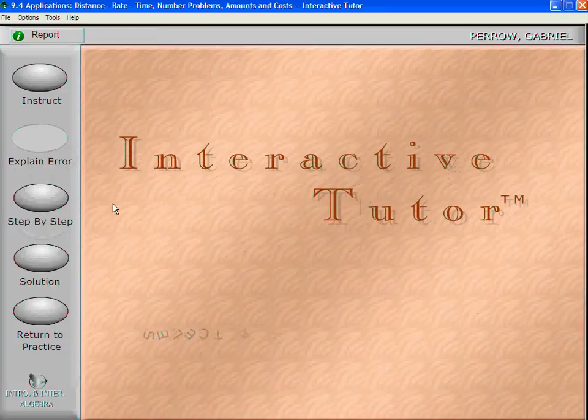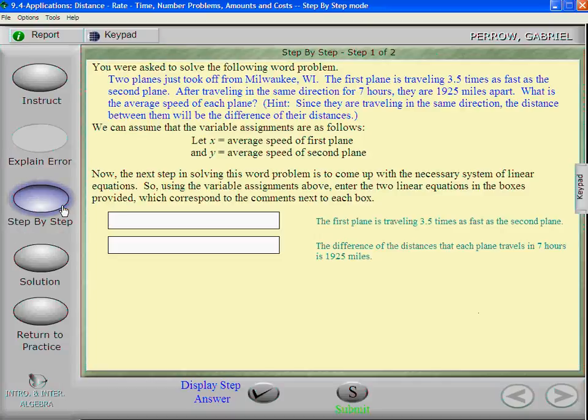Okay. So, as a setup, I think they're still looking for rate times time is distance. X equals the average speed of the first plane. Y equals the average speed of the second plane. So they say the first plane is traveling 3 times as fast as the second plane. How could we set that up as a problem?